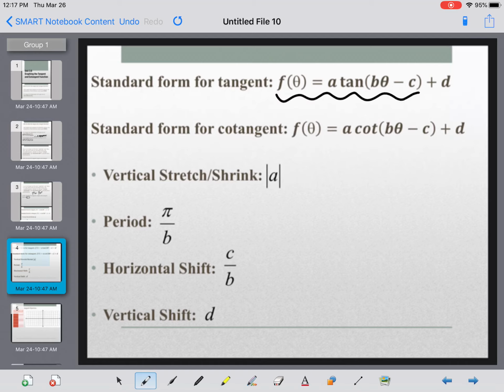So in our basic form of the equations, A, B, and C are in the exact same location as sine and cosine. Your vertical stretch or shrink, which was once the amplitude, is still the absolute value of A. Period, same idea but different numbers, is now pi over B. Horizontal shift and vertical shift formulas remain the same.